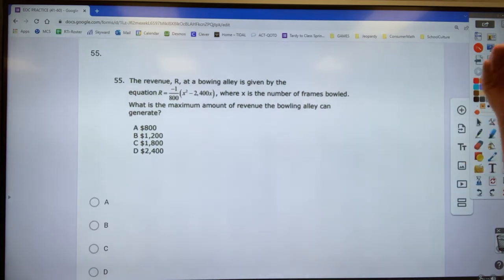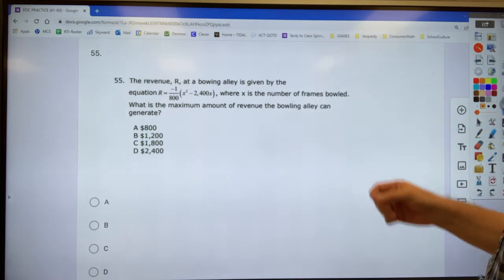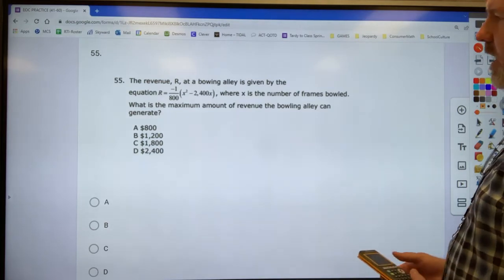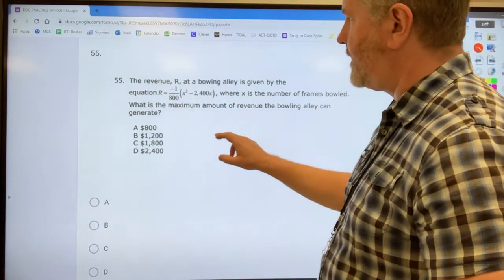The revenue at a bowling alley is given by the equation R equals. There's our revenue where X is the number of frames bowled. What is the maximum amount of revenue the bowling alley can generate? Maximum, so we're going to maximize this thing. Let's see if we can work it out manually.